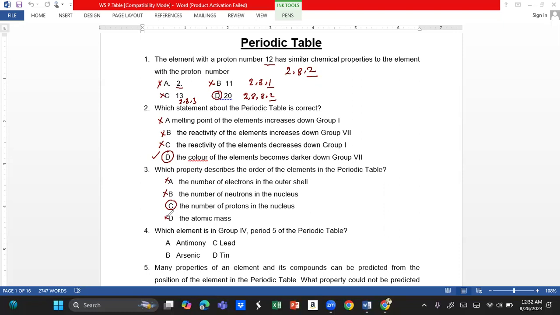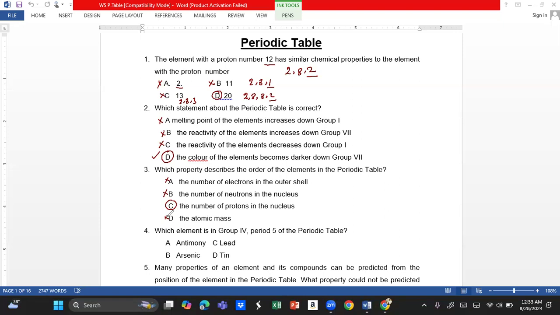The number of electrons of all the elements in group 1 is 1. So they have similar chemical properties. We cannot say that the elements with the same number of electrons can be arranged in order. The number of neutrons in the nucleus, not at all. The number of protons: the elements in the modern periodic table have been arranged according to ascending order of their atomic number, or number of protons. Option D is already incorrect, I told you. So option C is 100% correct.